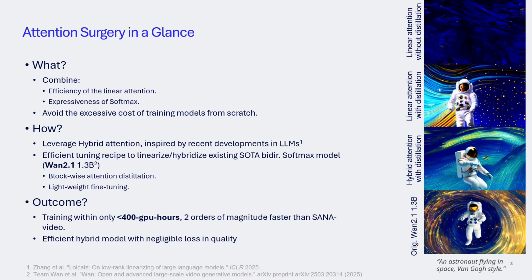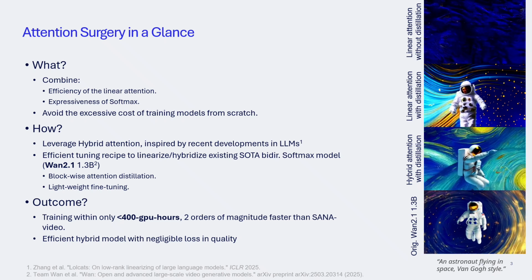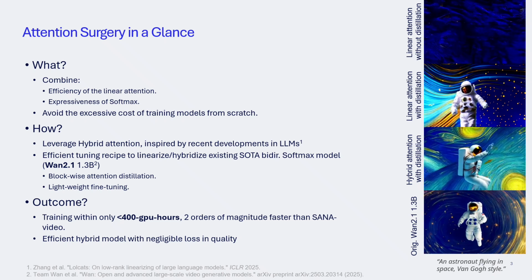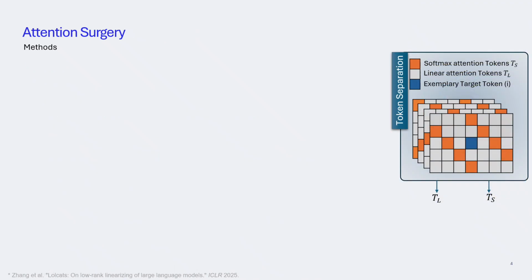To mitigate the aforementioned issues, in this work we present Attention Surgery, offering a lightweight recipe to turn a pre-trained state-of-the-art softmax attention model into an efficient hybrid model that combines the efficiency of linear attention with expressiveness of softmax. We show that by introducing learnable kernels for a linear attention branch and a blockwise distillation pre-training followed by a lightweight end-to-end fine-tuning, we can obtain an efficient hybrid model that is competitive to the original model under very modest training compute requirements. Now let's dive into the proposed hybrid attention model and the distillation process.